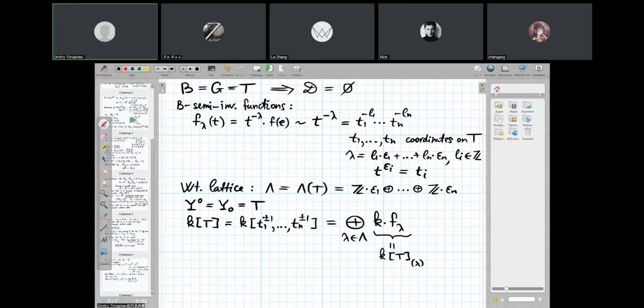When you multiply any two of such submodules, so when you multiply K of T lambda with K of T mu, essentially you multiply characters. And in the additive notation, you get again a character which is just the sum of lambda and mu. So this product space is just K of T sub lambda plus mu. And this means that there are no tails.